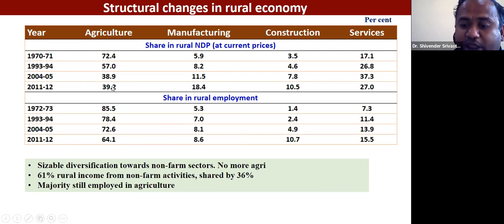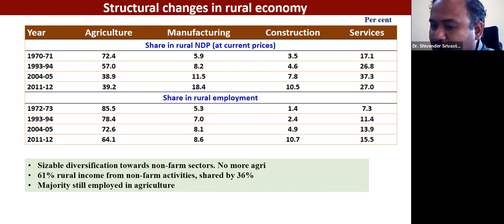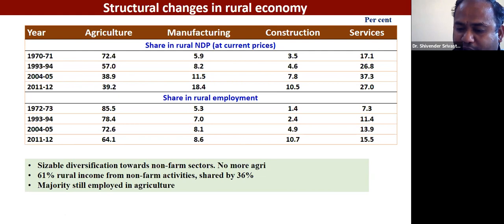You must be thinking that we always say India is an agriculturally dominated country. But the data shows that even in the rural areas, in terms of output, agriculture is no more the dominant occupation. Agriculture contributes only 39 or 40% of the total rural output. The rest comes from manufacturing, construction, and the services sector. So non-agriculture activities constitute the dominant share in rural output, but only in terms of output.